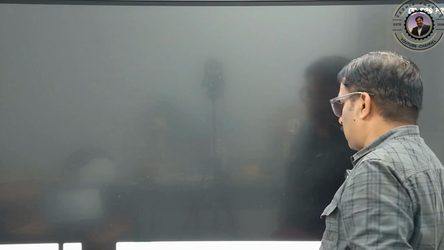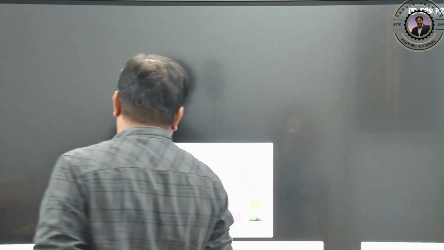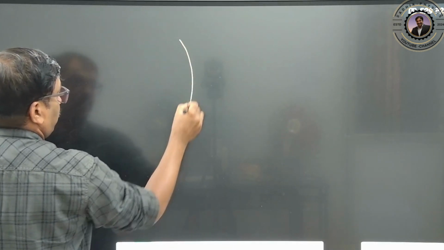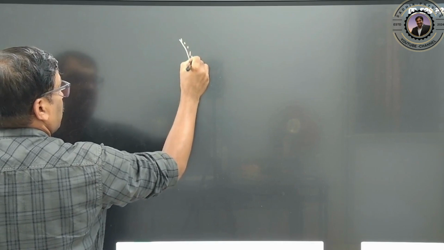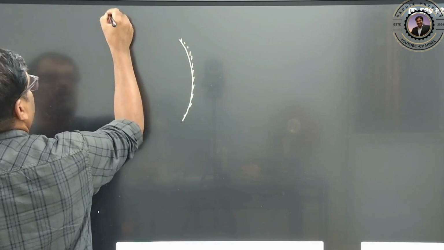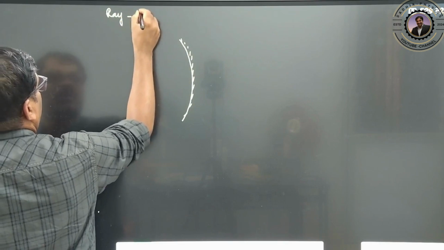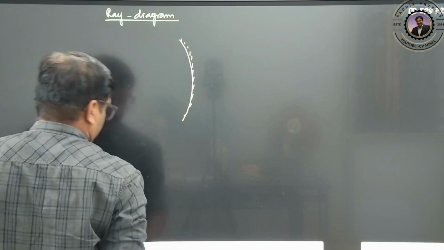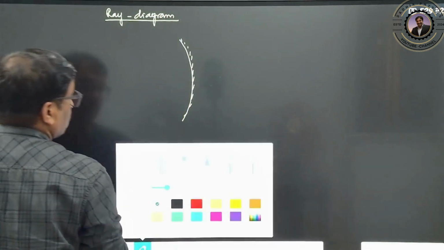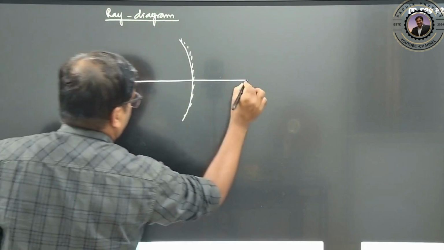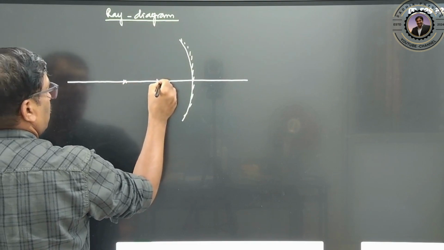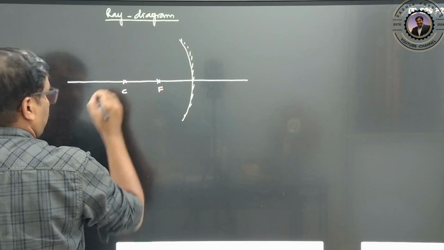Now let us draw the ray diagrams for the concave mirror and the convex mirror. First let us go for the concave mirror. So this is your concave mirror ray diagram. Suppose this is a concave mirror, therefore there are two positions here. What are the positions? Focus and center of curvature.